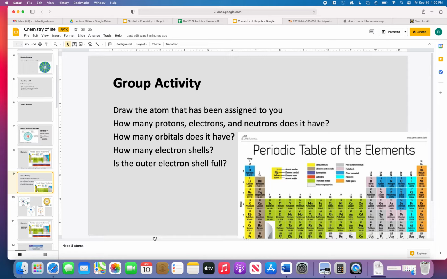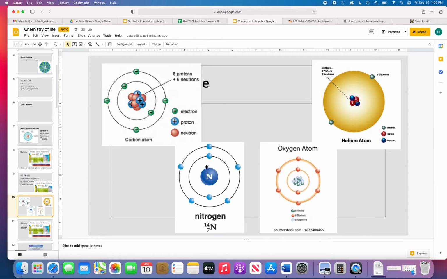Oh, man. All right. Let's see, oxygen. Where are my oxygen groups? How many protons, electrons, and neutrons does it have? 8. How many orbitals does it have? Let's take a look here. So we got 1, 2, 3, 4, 5. So yes, you guys are totally correct. Again, this picture doesn't group them by pairs, so it can be a little harder to distinguish them.